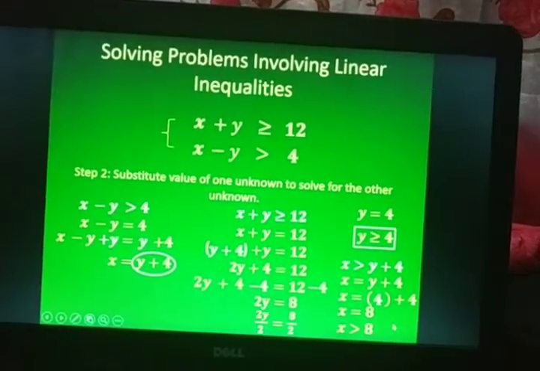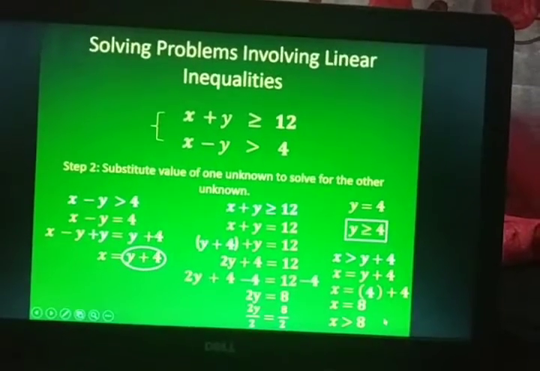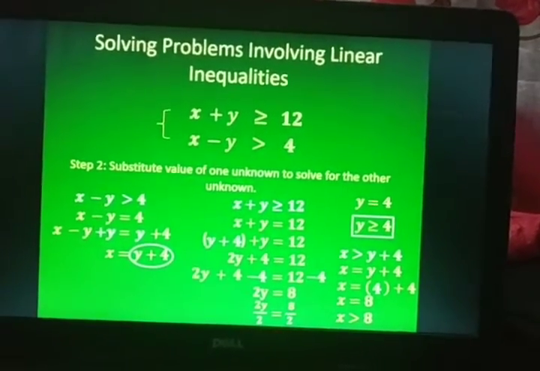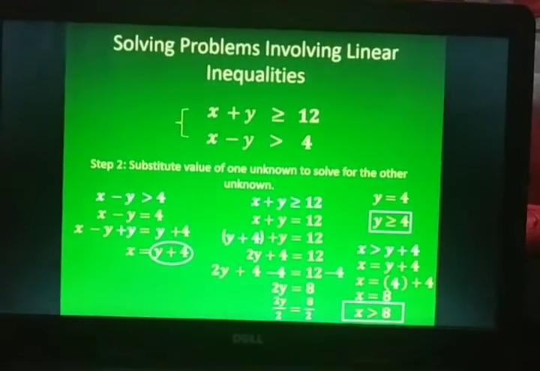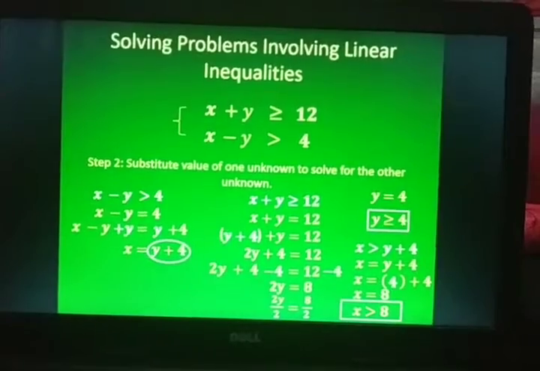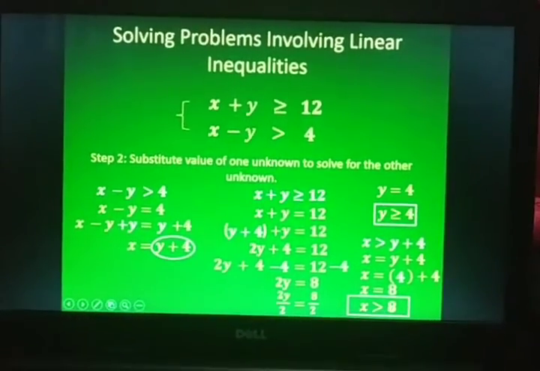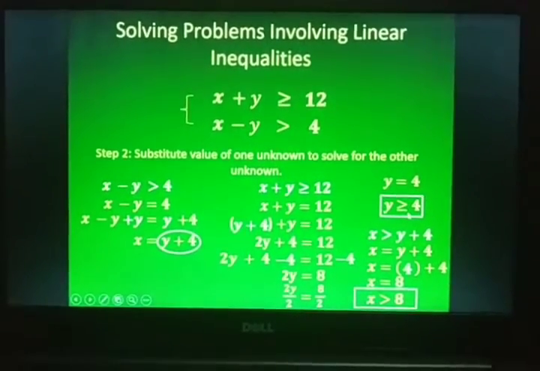Which means, anong number nga mga greater sa 8? That's 9, 10, 11, 12, and so on and so forth. It doesn't start with 8. It is greater than 8. Okay, so the solution of our system of linear inequalities in two variables are x is greater than 8 and y is greater than or equal to 4.